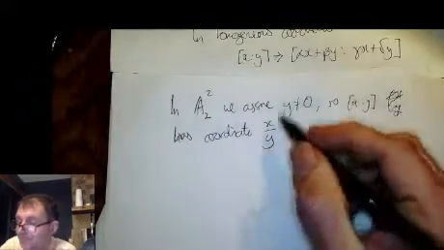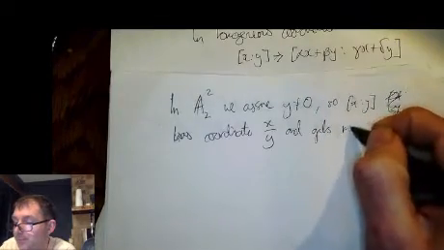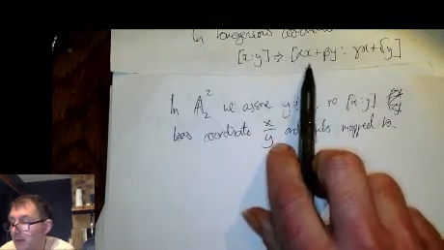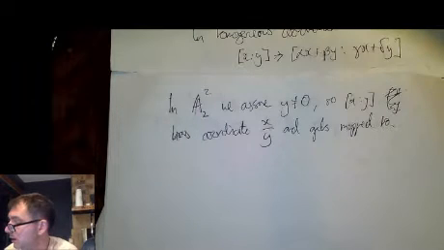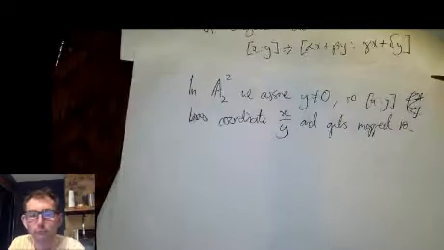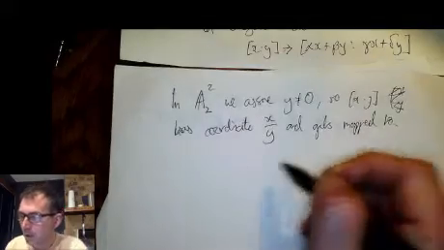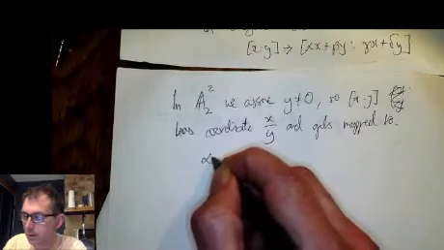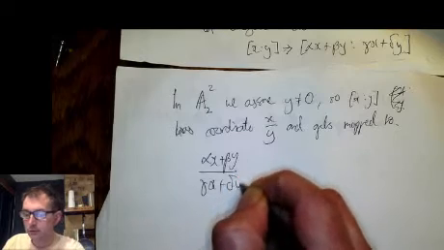So where does that go? It gets mapped to, well, we've just written it down. Alpha x plus beta y is where x goes, and gamma x plus delta y is where y goes. Right, so that gets mapped to the ratio of these points. So you have (alpha x plus beta y) over (gamma x plus delta y).